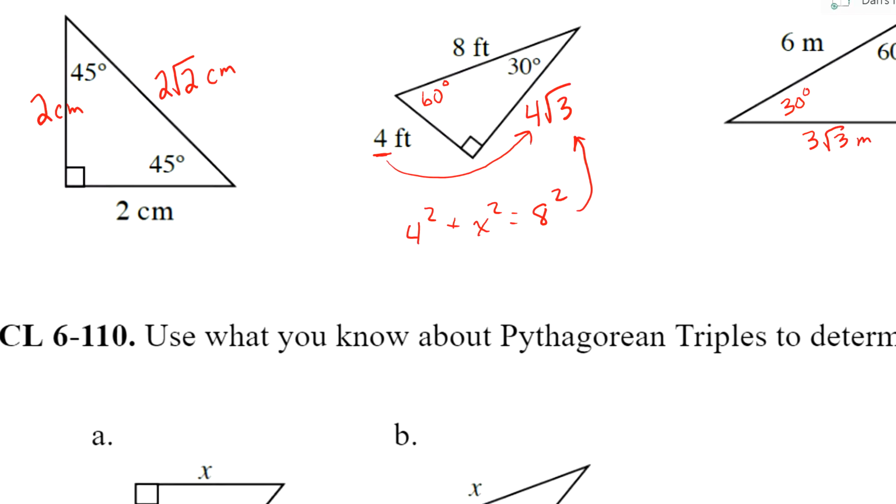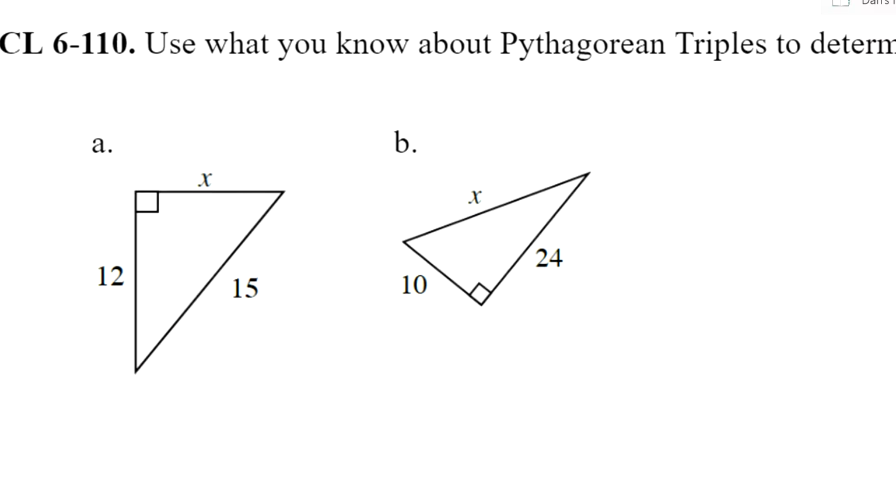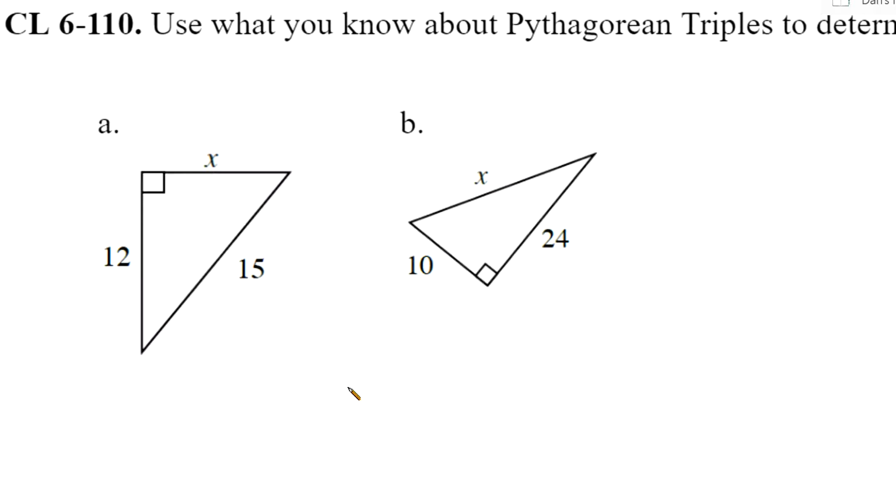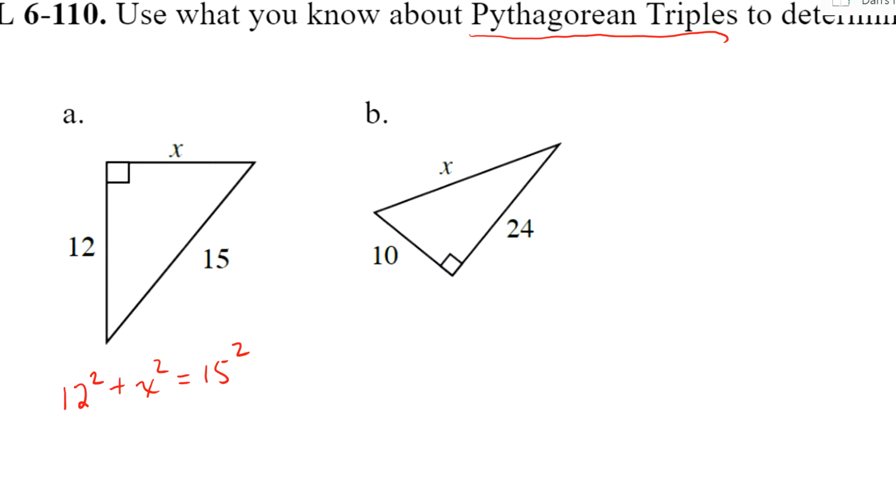All right, last one we're doing today. 6-1, Ted. Use what you know about Pythagorean triples to determine the length. Now, Pythagorean triples, it gives you a little hint here. We could just use Pythagorean theorem. We could do, which we won't, but I could do 12 squared plus x squared equals 15 squared. Like, that'll work. But the hint is Pythagorean triples, which means what? What do I know about all these numbers here? They're all going to be whole numbers, exactly. So if they're all whole numbers, we have a couple shortcut triples.